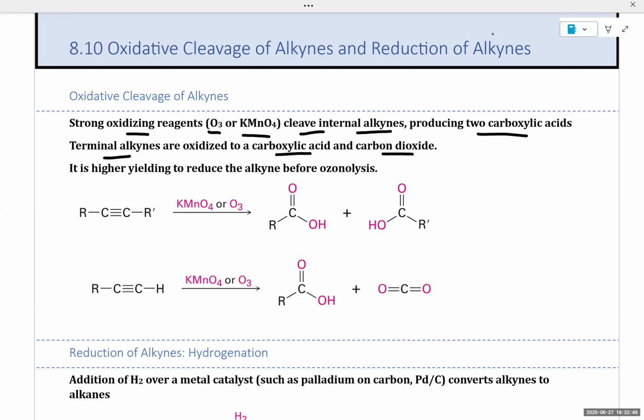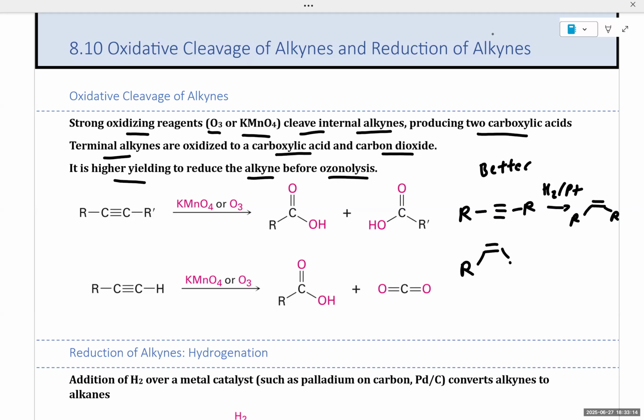In practice, these reactions are incredibly messy, and it's higher yielding to reduce the alkyne to the alkene before doing ozonolysis. So if I had to give you the better route, take the alkyne, reduce it, get the alkene, and then once you have the alkene, you can treat it with ozone, and that just works nicer. You end up with fewer byproducts. It's easier to isolate the products.